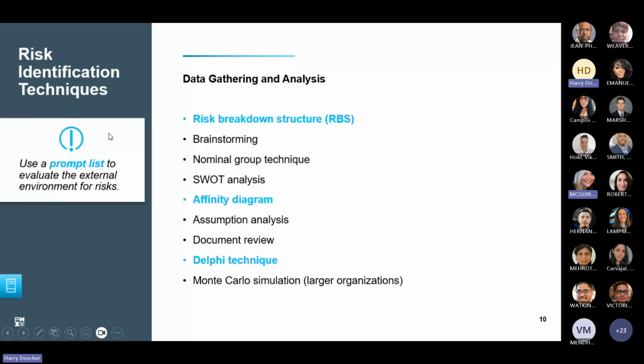Let's address this first. Use of a prompt list to evaluate the external environment for risks. This is something that is, I'll put it this way, fairly gross, where you're not looking at specifics. You're looking at, put together a list of things like environmental factors, business factors. And we'll see this in another slide coming up here too. But it's really to stimulate discussion by the entire team.